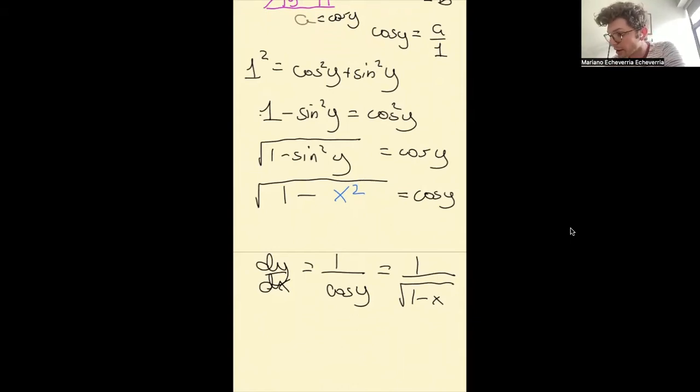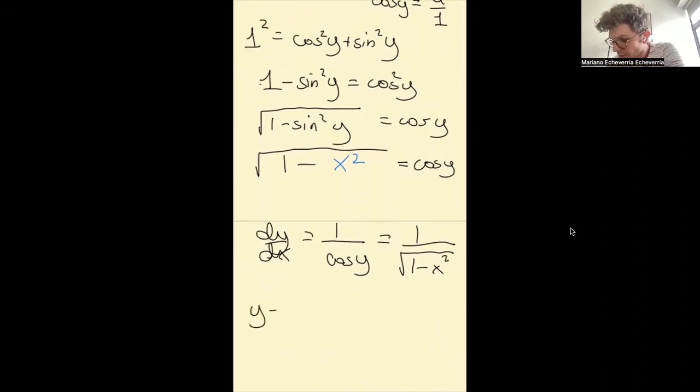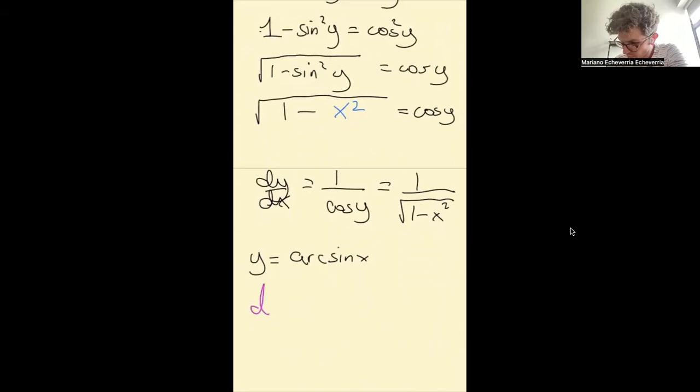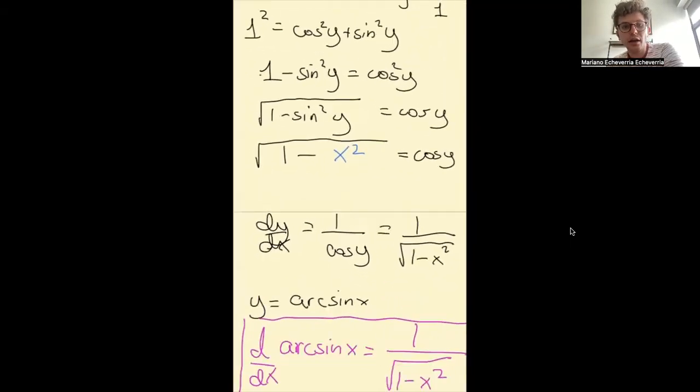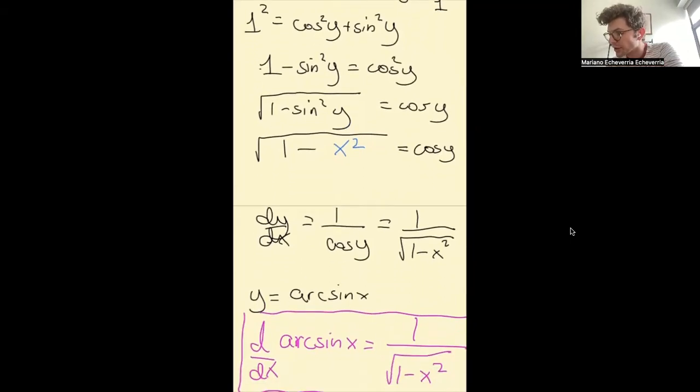But what was y? y was arc sine of x. So that's how you end up with the formula that the derivative with respect to x of arc sine of x equals 1 over root of 1 minus x squared. So I got, okay, let's see, up to this point, okay.